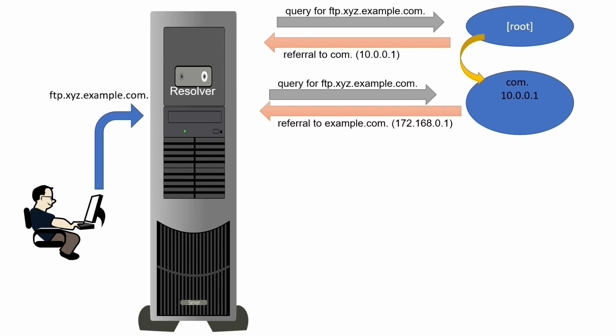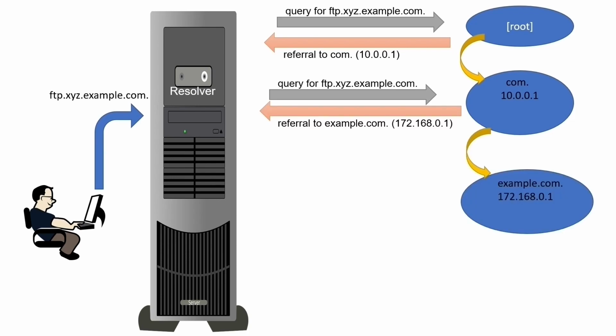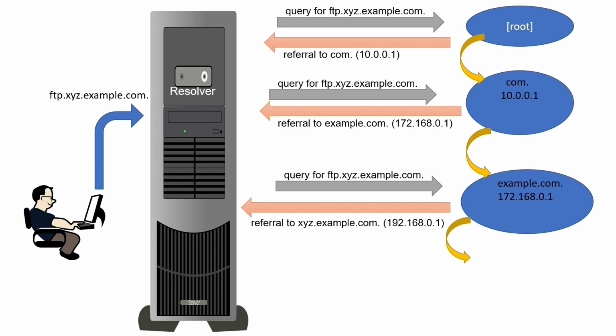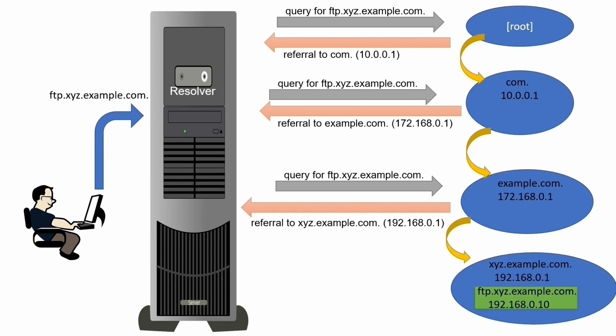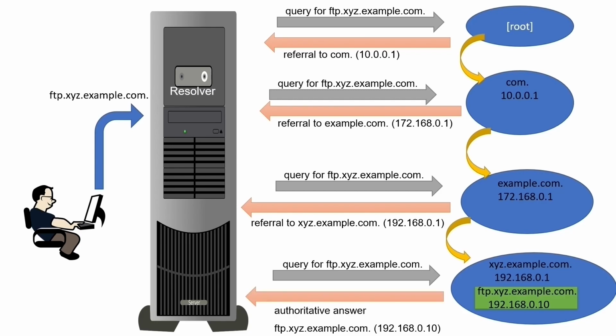The com name server provides a referral to the example name server. The referral includes the example name server's IP address. From the referral, the resolver system learns the example name server's IP address and sends the same query to the example name server. The example name server provides a referral to the XYZ name server. Since the query belongs to the XYZ name server, it resolves the query.